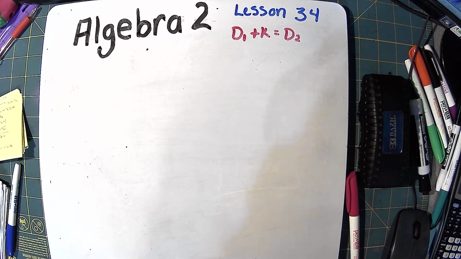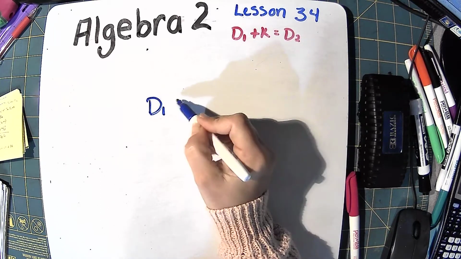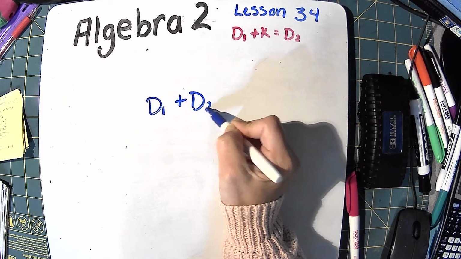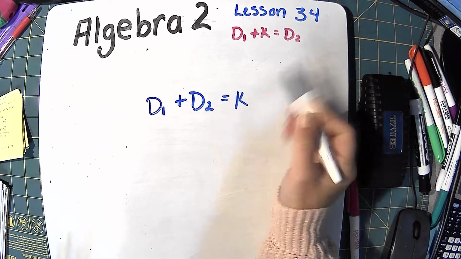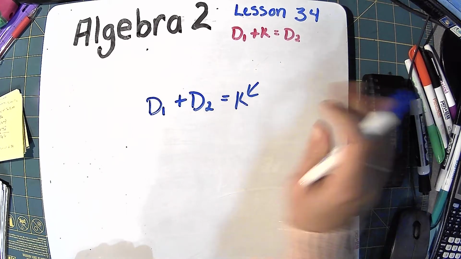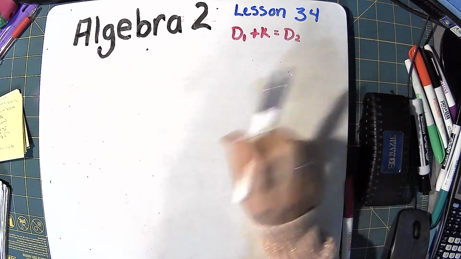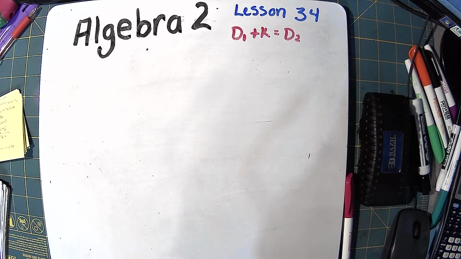Algebra 2, Lesson 34, and this is another type of uniform motion problem. The ones that we've done in the past, we've done ones where it was D1, so distance 1 plus D2 equaled K. K is like they're going to give us a number, equals something they tell us. These ones are D1 plus K equals D2, so they're saying the distance of one person plus something equals the distance of the other person. Alright, so let's look at an example.